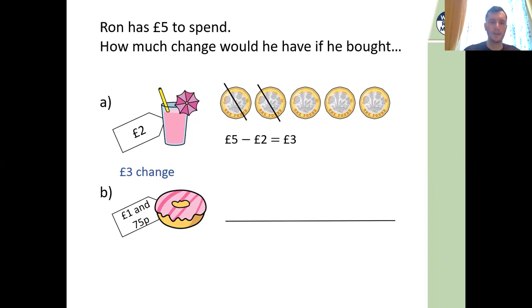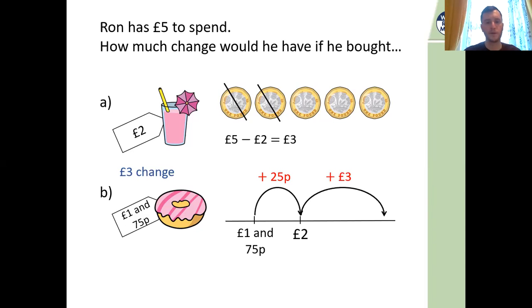For the donuts, let's start at £1.75 and let's do our counting on strategy to work out the difference. I'm first going to add 25p to get to £2. Then I'm going to do a big jump of £3 to get to £5. I can see the amount of change he's going to be, given it's £3 and 25 pence. That is the change.